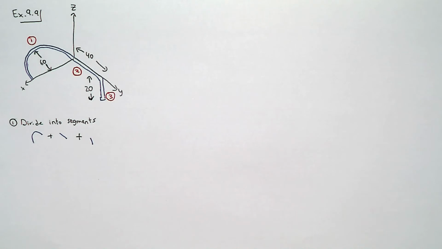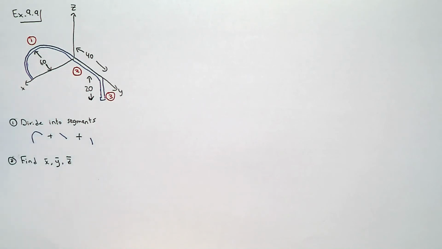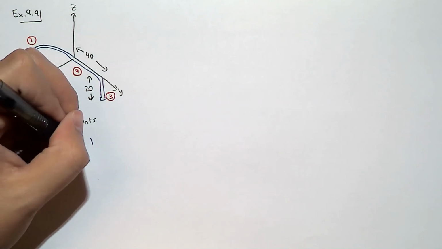So we divided our segments, right? That was step number 1. Next step was to find the centroid. And in this case, it'll be x bar, y bar, and z bar of each segment.